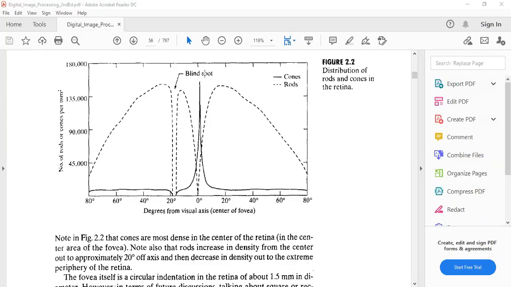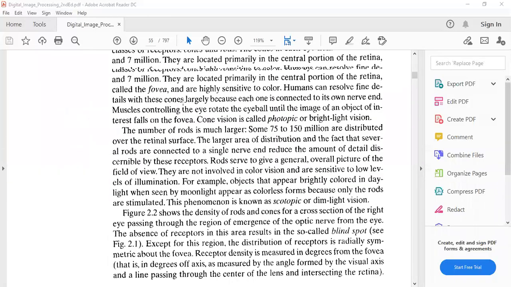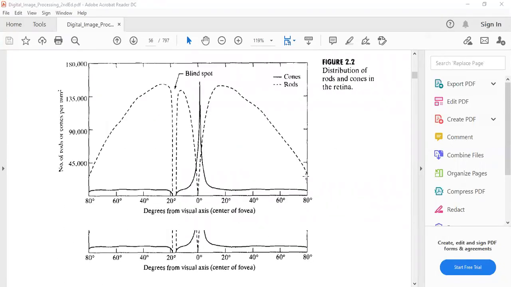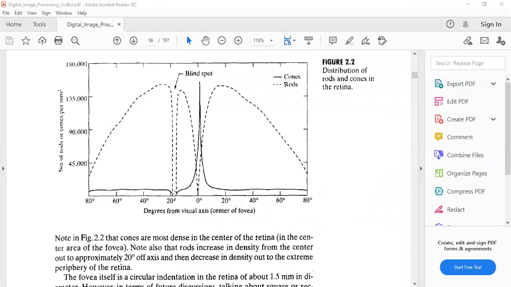This is the blind spot. You can see here the blind spot, in the eye. In the blind spot there are no cones and rods, therefore there is no vision. As I said, if the visual axis is directly fed onto the blind spot, then you can't see anything. That person we call as a blind person. It should always be fed onto the cones and rods, that is the fovea. Other than the blind spot, the dotted lines indicate the rods and the solid line indicates the cones.